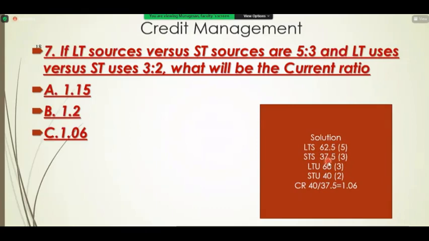Agreed? So 100. Now you come to this side. 3:2. 3:2 means 5. So it is 60 to 40. Okay, so current assets are 40. Current liabilities are 37.5. STS, another name is current liabilities, remember. And STU, another name is current assets. In the exam, they will use these words freely and you have to understand quickly. Yes or no? Now, have you all understood? Understood. Very good.